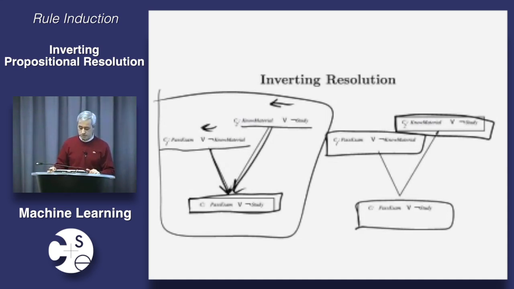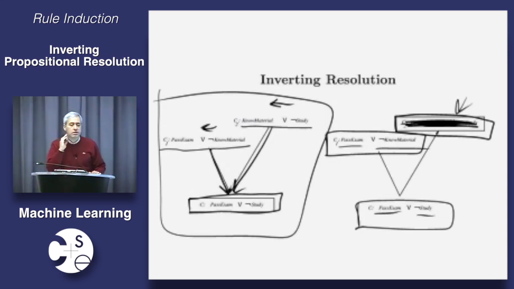So, over to you. How do we do that? Let's suppose for just a moment that I hadn't seen this yet. How do I figure out what needs to be there? Once you get this, everything else kind of follows. So let's look at these two. This clause was pass exam or not no material, and this clause was pass exam or not study. So, what does this clause have to be? What has to be in it? The not pass exam. Why is that? Very good. Why is that?